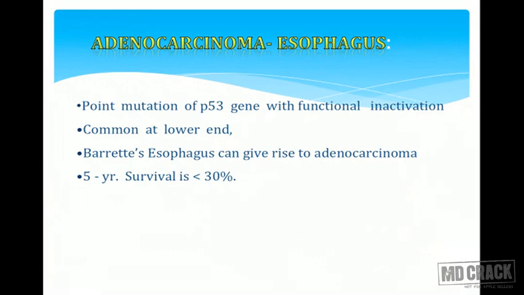Rarely, Barrett's esophagus can give rise to adenocarcinomas. So remember, Barrett's esophagus is metaplasia. The squamous epithelium is replaced by gastric type of epithelium. That can give rise to adenocarcinoma of the esophagus. Or it can also be due to point mutations in the P53 gene and even functional inactivation of the P53. So the most common site is the lower end of the esophagus, where the survival rate is very, very low.